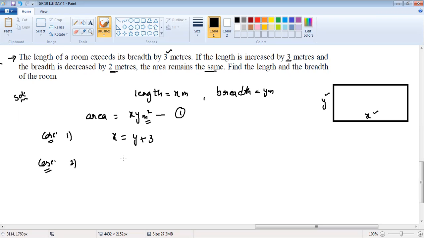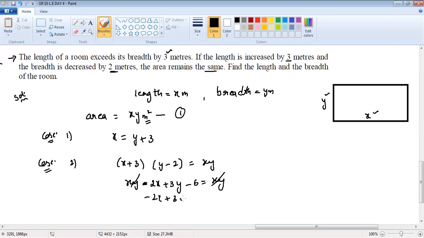Case 2 I'm taking now. Case 2 says that length is increased by 3 units and breadth is decreased by 2 units, y minus 2. Then he said the area remains constant. Are you understanding? Now multiply: xy minus 2x plus 3y minus 6 is equal to xy. Am I right? xy cancels. So minus 2x plus 3y is equal to 6. This is number 2 and this is number 3.